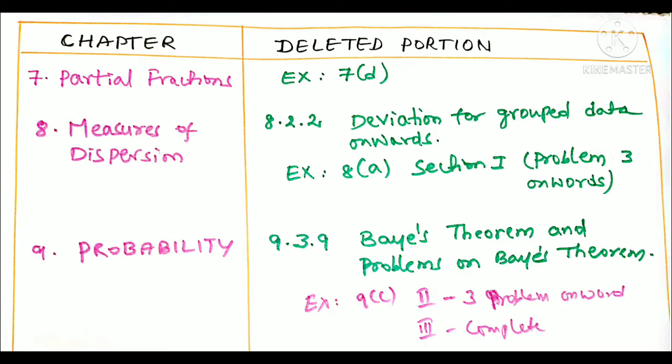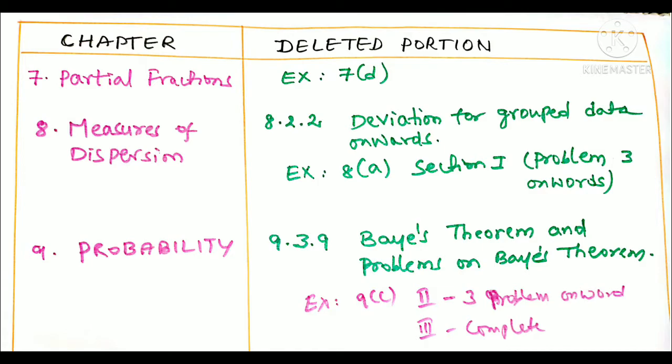That's why don't prepare the Bayes theorem. Whatever questions depend on Bayes theorem are also completely deleted. These are the totally 30% deleted portion in Maths 2A. I explained that clearly, each and every topic that is deleted, including the exercise numbers and section numbers and so on. I think you followed very well.